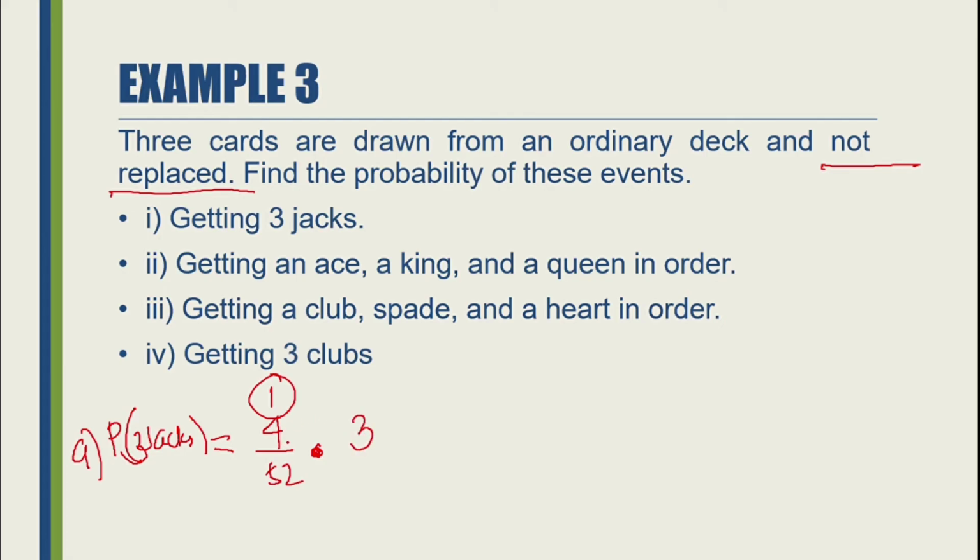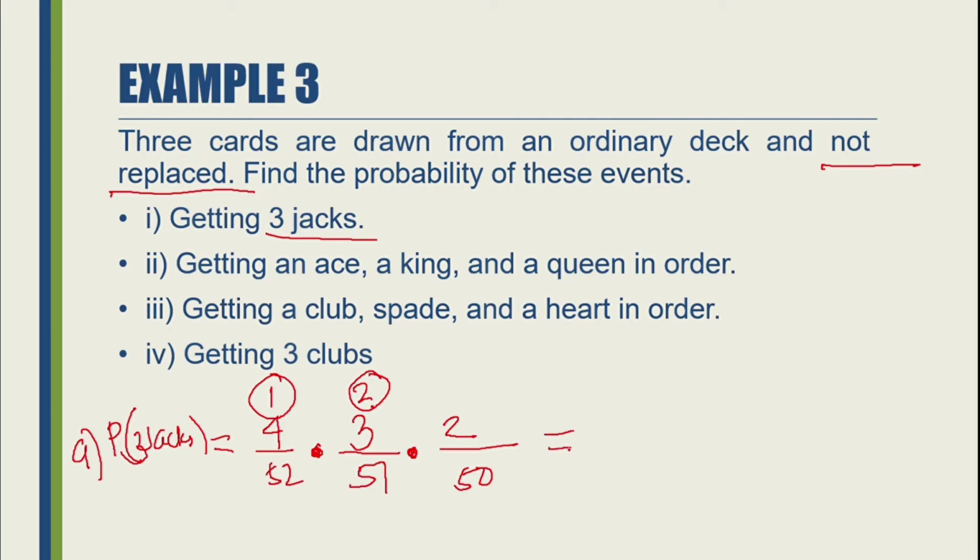The 4 jacks will become 3, and the sample space will be subtracted also because you did not replace one of the jacks. The third is, since we need to get 3 jacks here, when we did not replace the second jack, it will be affected too, and the sample space also will be affected. So these are the 3 probabilities when we get 3 jacks.